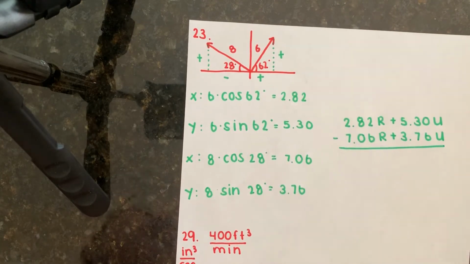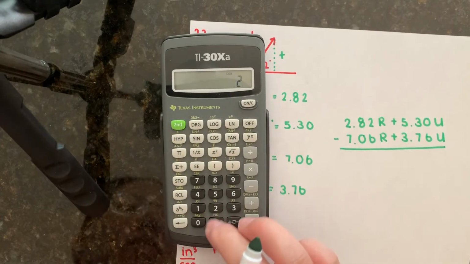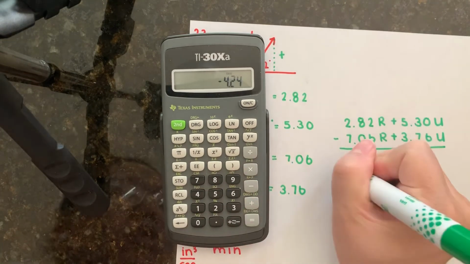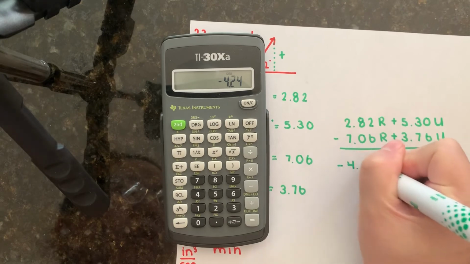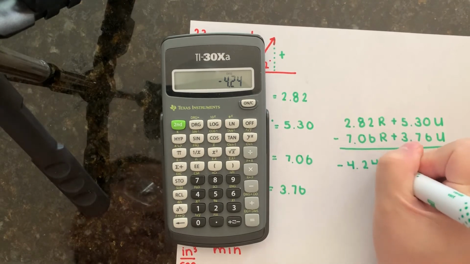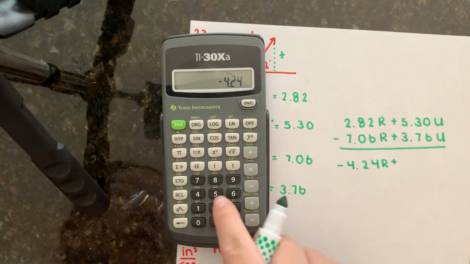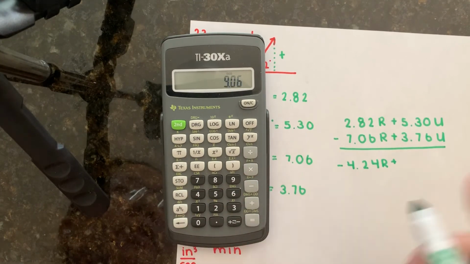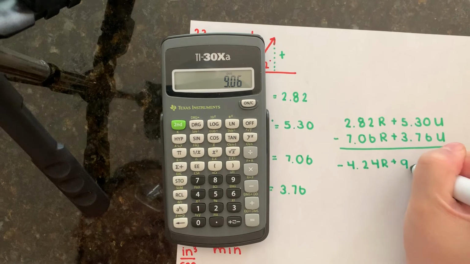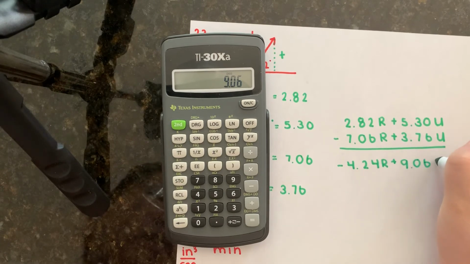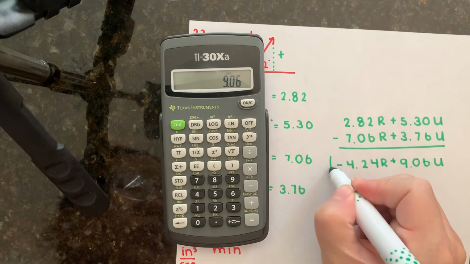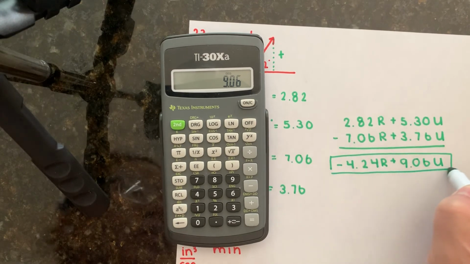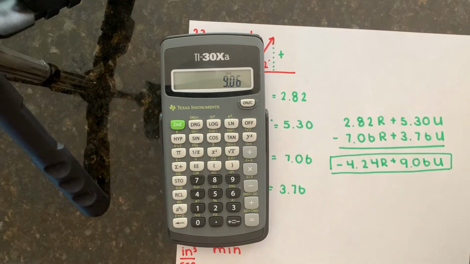When I add those together, I'm going to do 2.82 minus 7.06, which would give me negative 4.24 r. Then I'm going to do 5.3 plus 3.76, and that would be 9.06 u. And that would be your result.